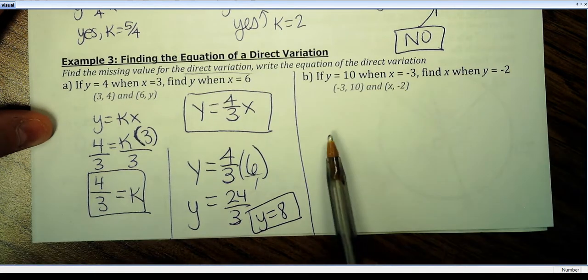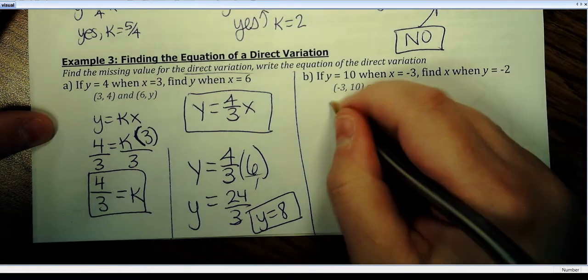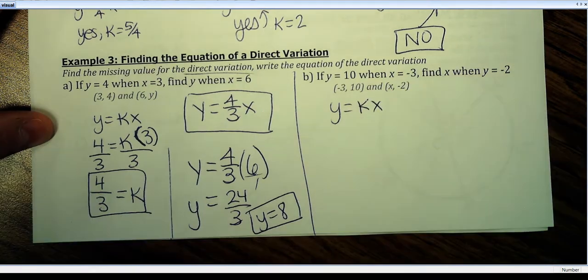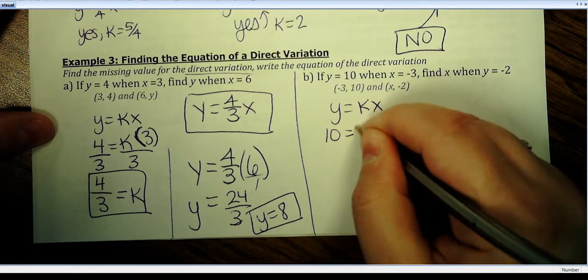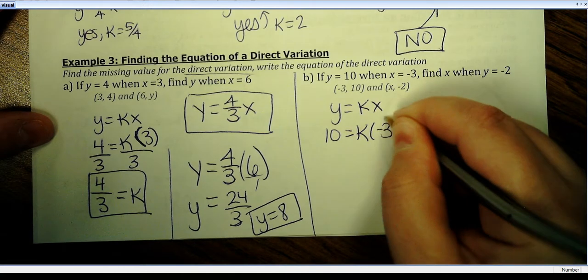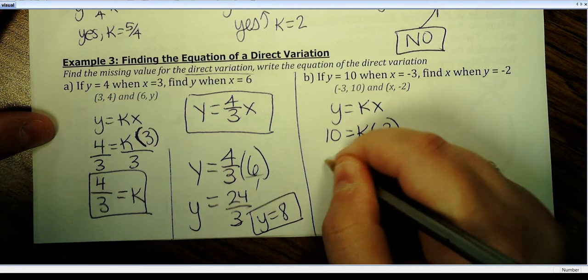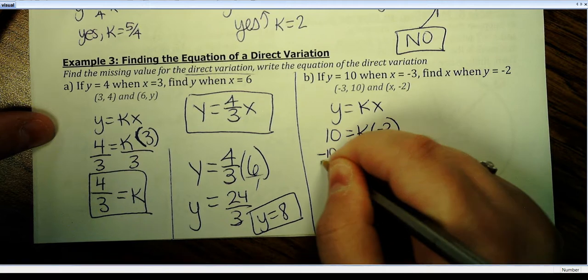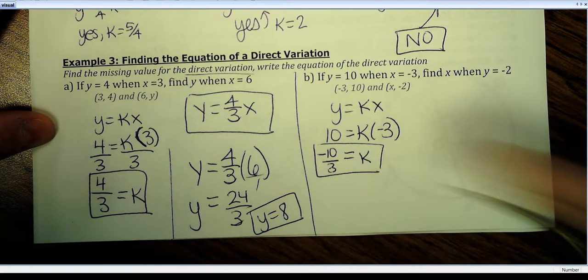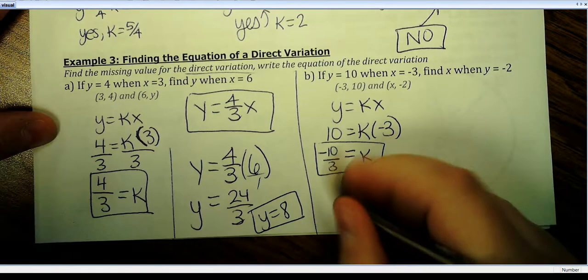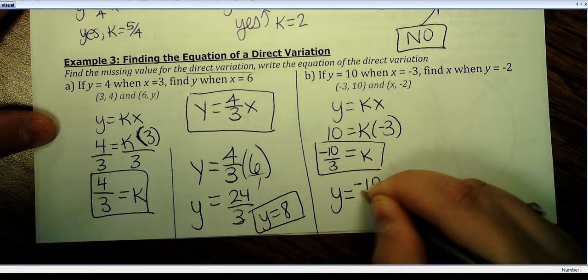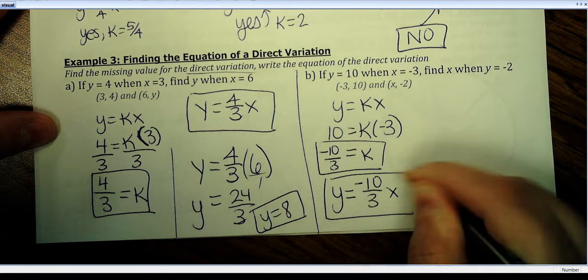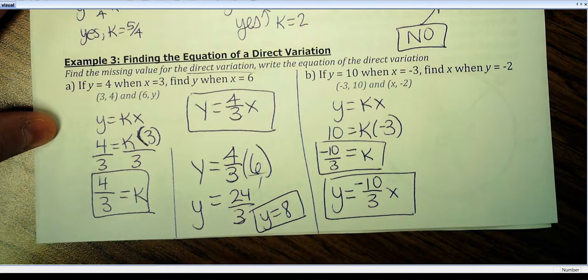Similar problem right next to this. I know I have a direct variation. It tells me that in the directions. I'm told that y is 10 when x is -3. So if I divide both sides by -3 real quick, our k value is going to be -10/3. The equation would be y equals k times x, where we know that k is the -10/3.